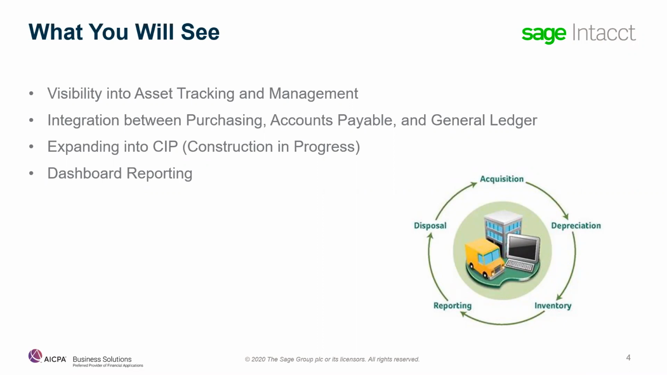So it's a natural thing for you to acquire an asset through purchasing and or accounts payable, put that asset into the fixed asset master, and then have that depreciation calculated automatically and posted into the general ledger. That's the value of moving to an automated solution.